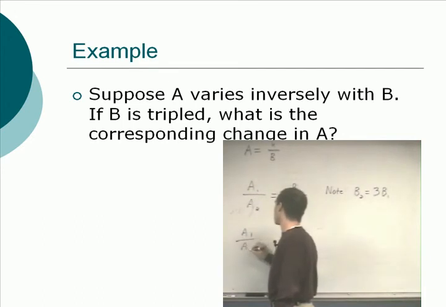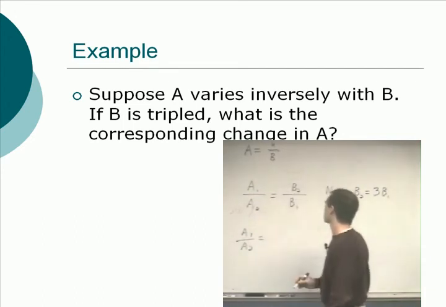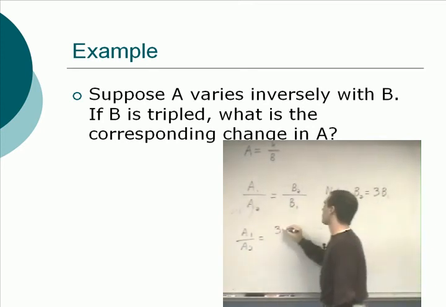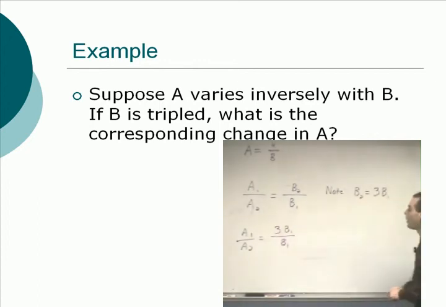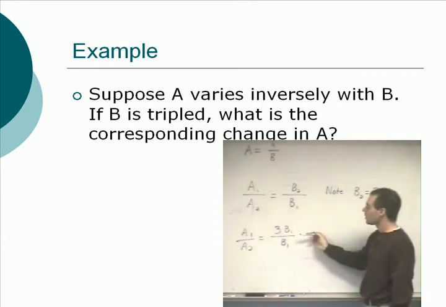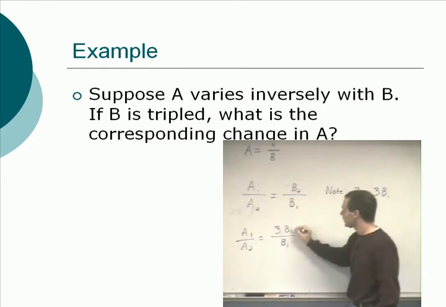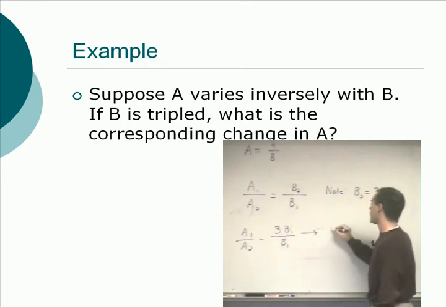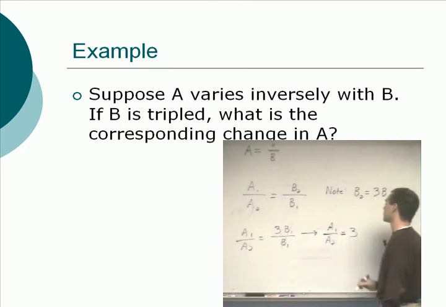A1 over A2 is equal to B2, which we now know to be 3B1, so we substitute 3 times B1 over B1. Okay, well, does that look all right? It's based on the fact that our second B value is 3 times the first B value, so we just make that substitution. What happens to your B1s? They cancel off, and we're left with the fact that A1 over A2 equals 3.